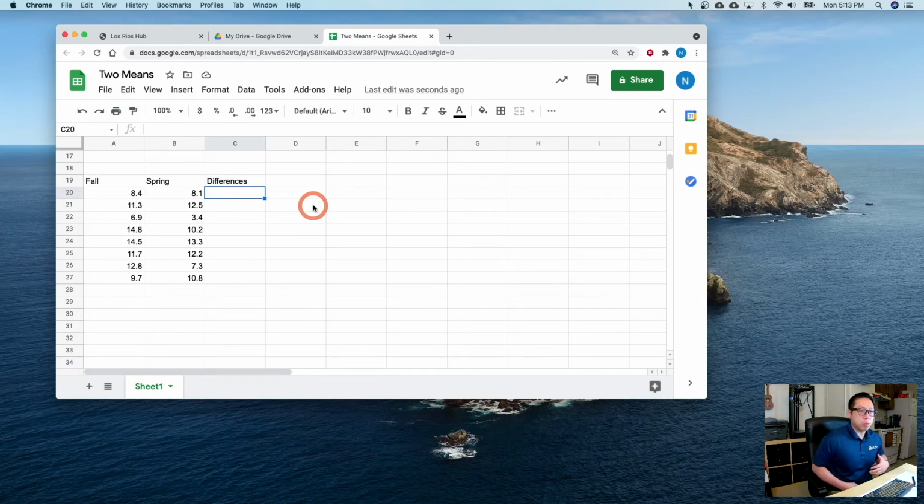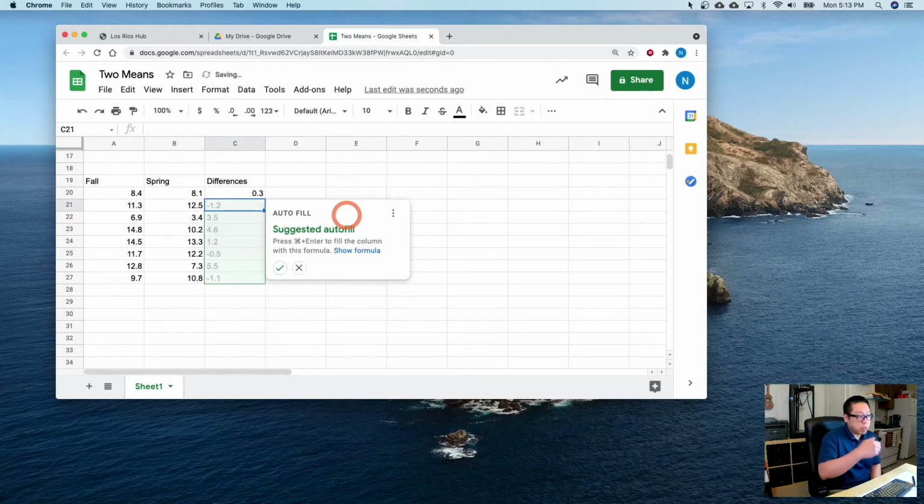Anytime you want Google Sheets to do a calculation, you always have to start off with equals. So equals, and I want to do 8.4 minus 8.1. I'm not going to type that in, I'm going to click. So equals, and then I'm going to click 8.4 minus 8.1. And then I'll hit enter.